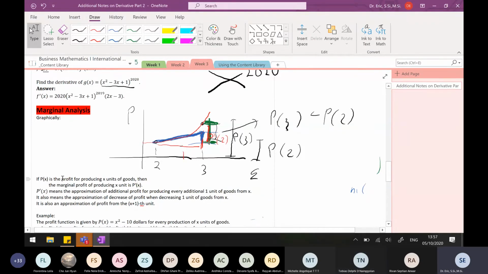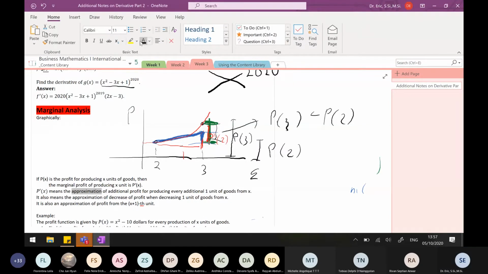So if P of x is the profit of producing x units of goods, then the marginal profit of producing x units is given by P prime x. P prime x means the approximation of the additional increase in profit for producing every additional 1 unit of goods. But don't forget, this is just an approximation of the additional profit.